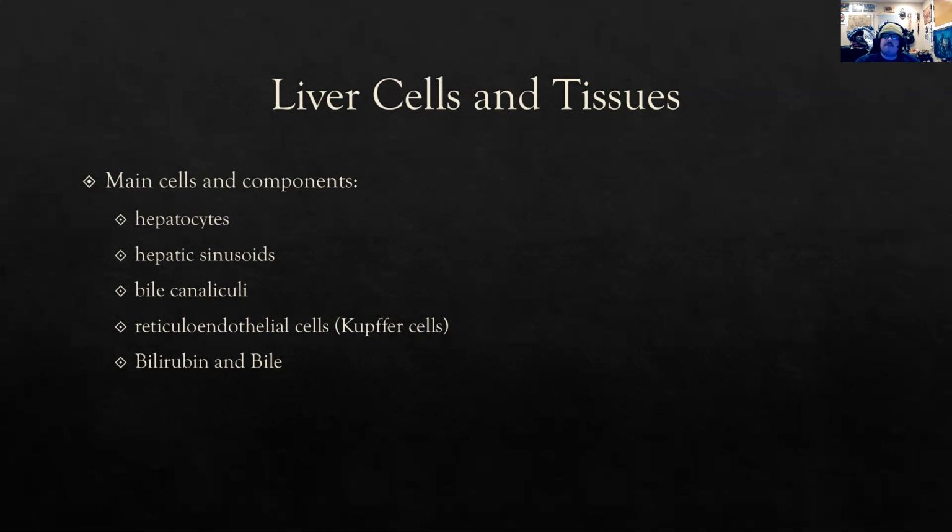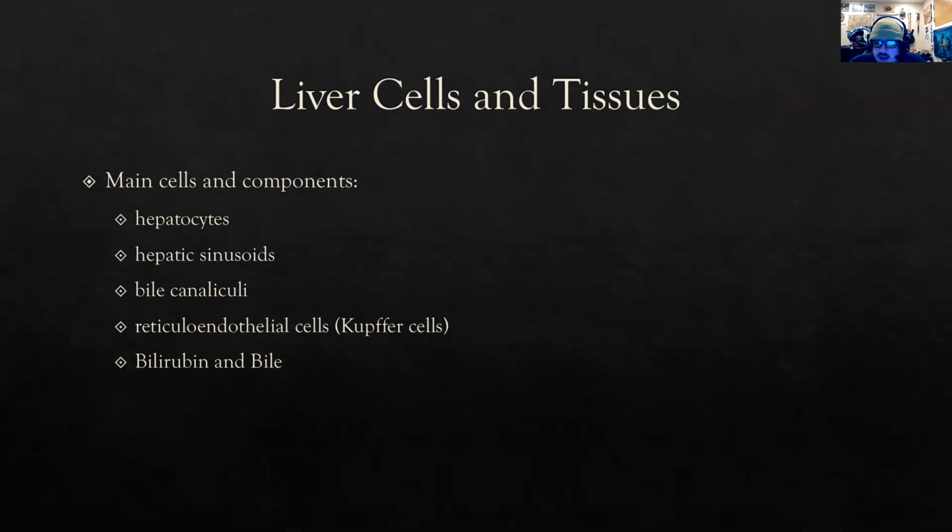The reticuloendothelial cells, Kupffer cells. These cells are critical because they play a major role in infection control and in the fighting of infection in the blood and the body, and the ability of the liver to help with that. And then you will also find bilirubin and bile in the liver, pretty important.